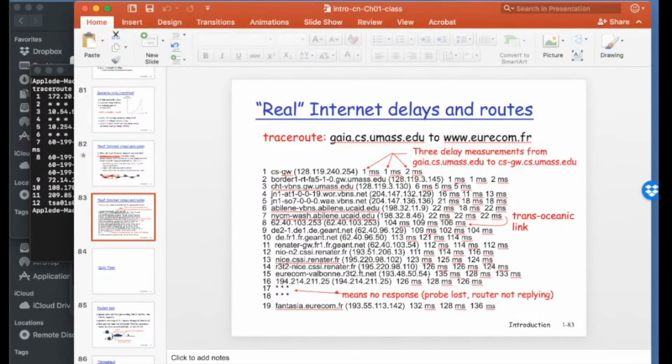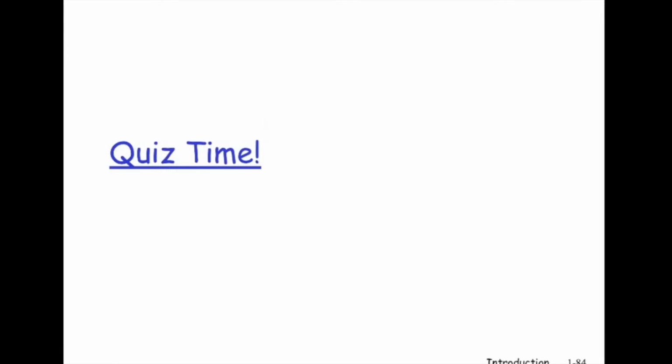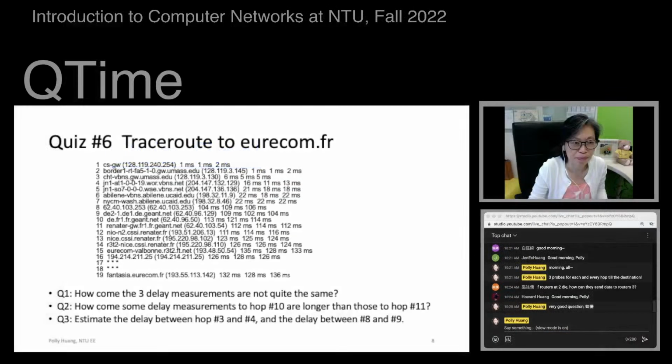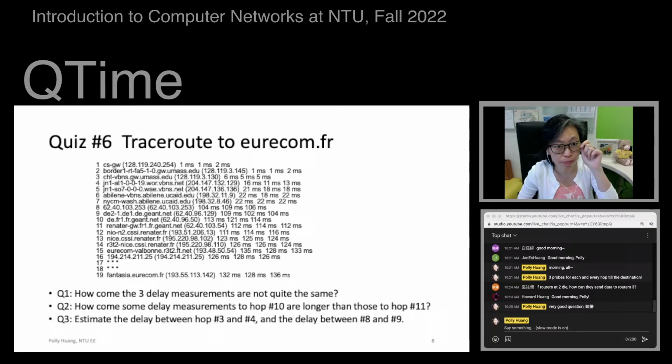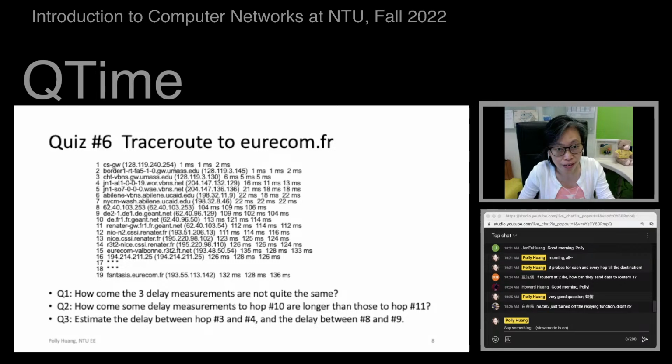And it turned out that it's a good time to start the next quiz. And here's quiz 6. Tanya was asking about it yesterday. So here's quiz 6. This is the output that I showed in the video, the traceroute from one location to www.yourcom.fr. And I'll come to the questions.